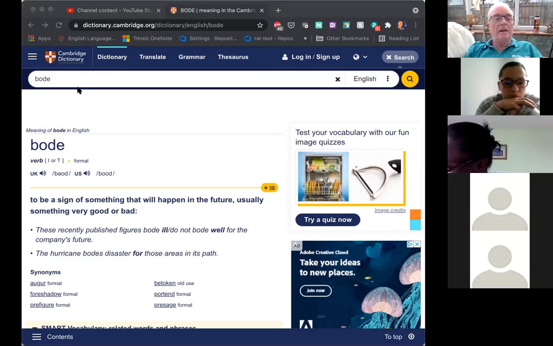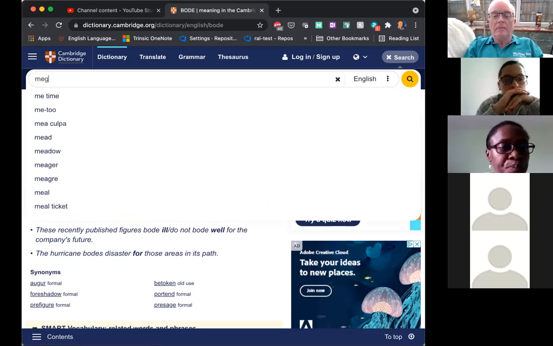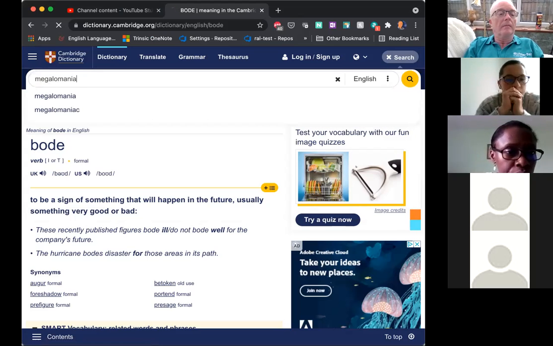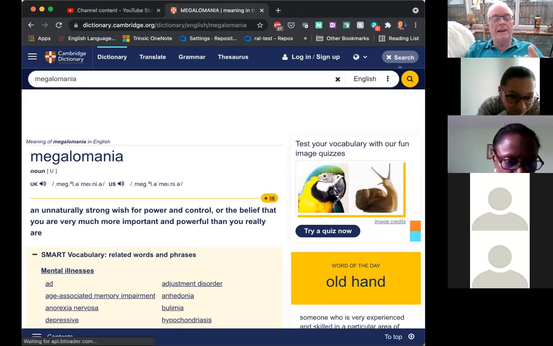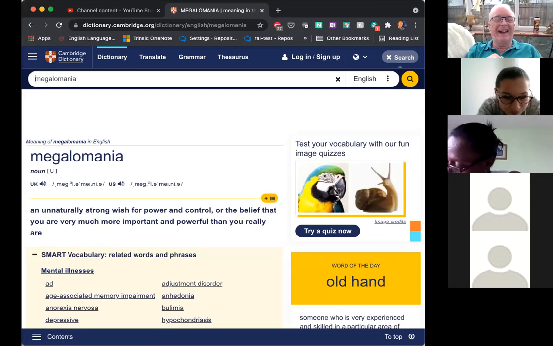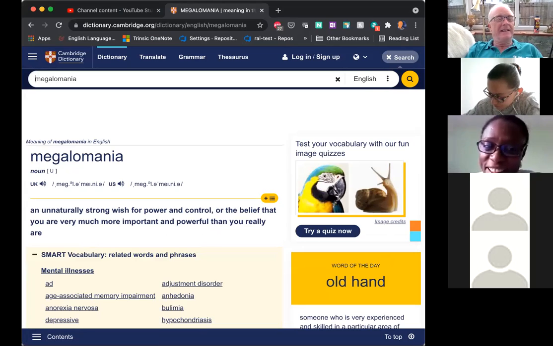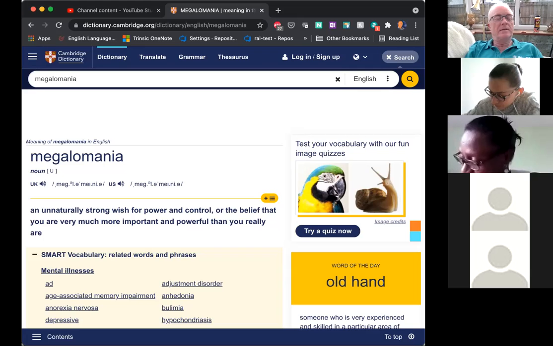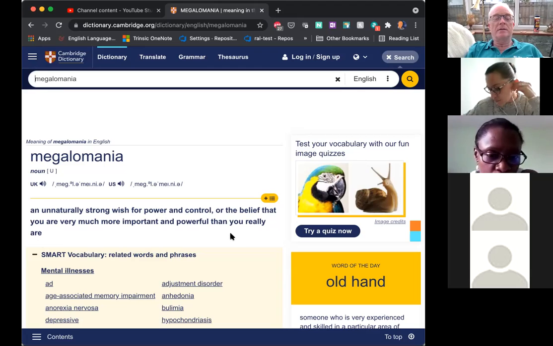Okay, so we've done bode, and bodes well. Right, here's a good word. Megalomania, six syllables. This is the pronunciation. Megalomania. So what does this mean? An unnaturally strong wish for power and control, or the belief that you are very much more important and powerful than you really are.